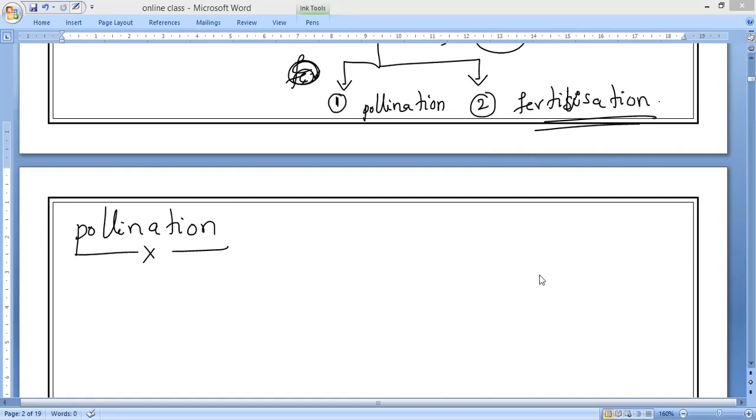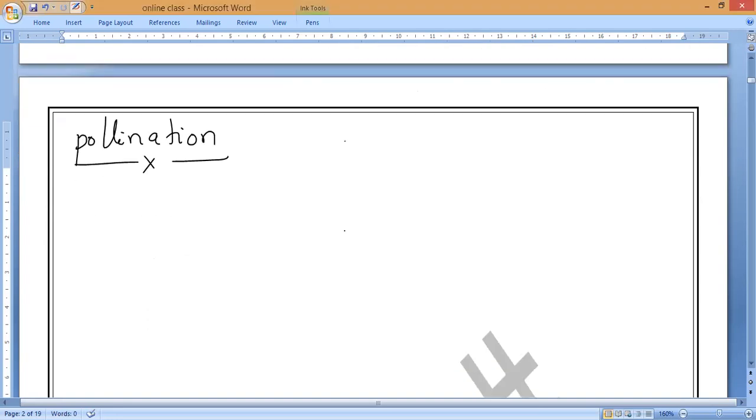So now let us see how pollination takes place and where it takes place. Pollination usually takes place in two ways. One is self-pollination, another one is cross-pollination.